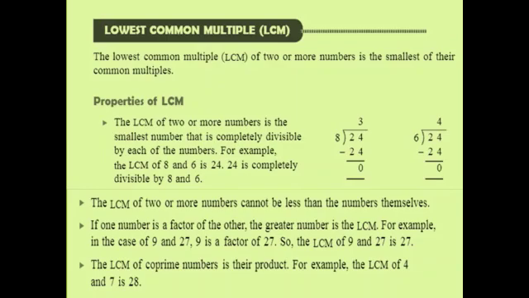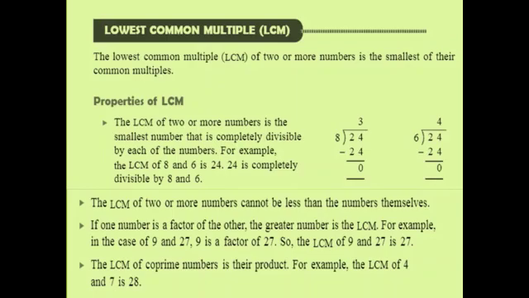Let us see the properties of LCM. The LCM of two or more numbers is the smallest number that is completely divisible by each of the numbers. For example, if we take the LCM of 8 and 6, the answer will be 24. So the LCM should be completely divisible by 8 and 6.